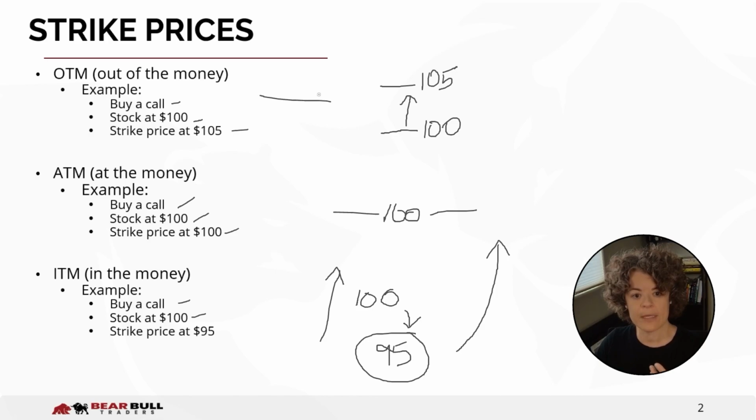So out of the money is when you're above $100, at the money is when you're at $100, and in the money is when you're below $100. This is what it means if you're buying calls that are out of the money, at the money, and in the money.